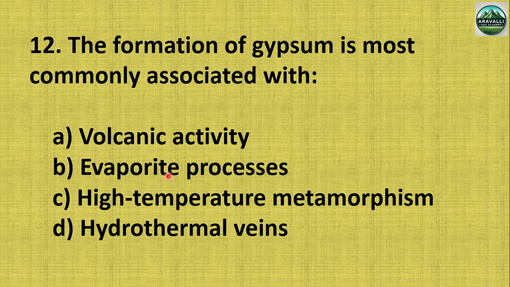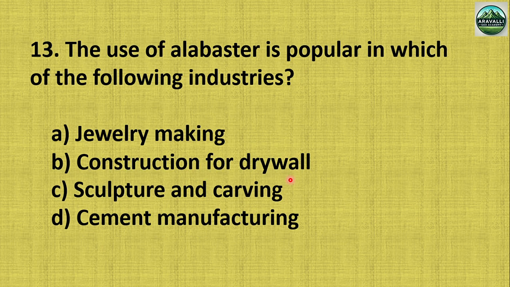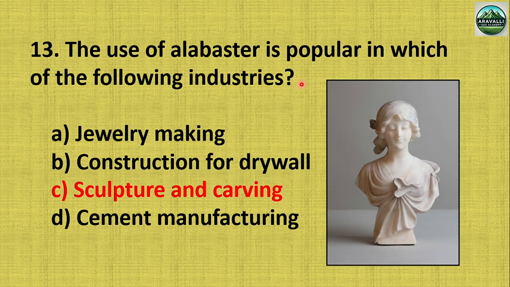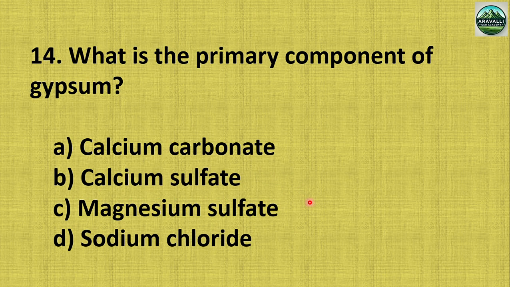Now next, the formation of gypsum is most commonly associated with. So we know gypsum formed through the process of evaporation. So the evaporite process is the correct answer. Next, alabaster is popularly used in which of the following industries? So we know alabaster is very fine grain, and this is used for sculpture making or carving. Now next question, what is the primary component of gypsum? So the primary component of gypsum is calcium sulfate.